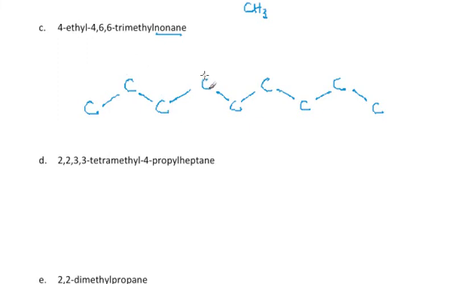So, fourth carbon. Here we put an ethyl group. Also, on the fourth, sixth, and sixth carbons, put methyl groups. So there's a C, and then that's 5, that's 6. Okay, that's more like it. That's 4-ethyl 4,6,6 trimethylnonane. And now we do a whole bunch of carbonizing. One bond, so 3.